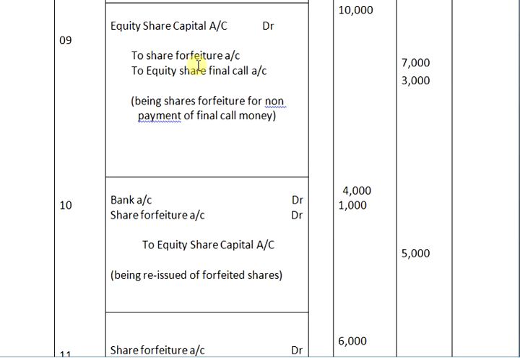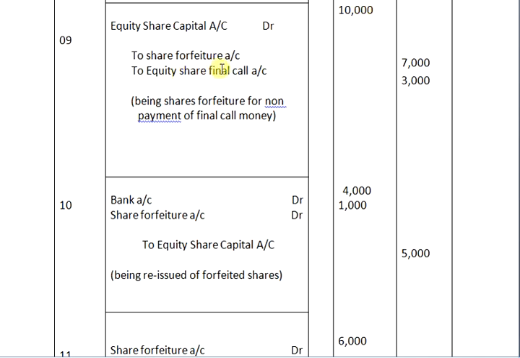They can forfeit only the 1,000 shares because they have not paid the amount on the final call. So what happens? Equity share capital account debit 1,000 into 10. Which amount can we consider here? Excluding the premium, only the face value can be considered here. Equity share capital account 1,000 into 10 means it becomes 10,000.